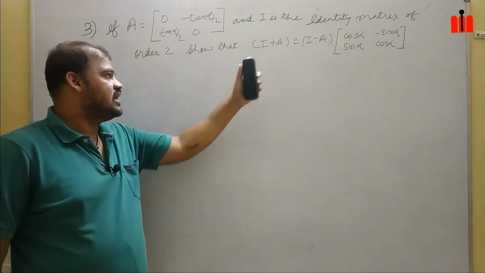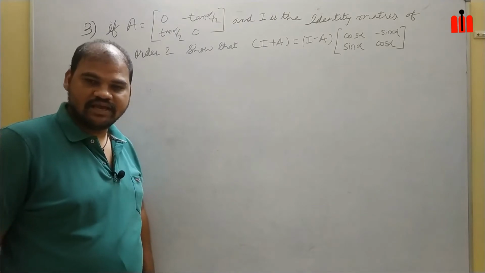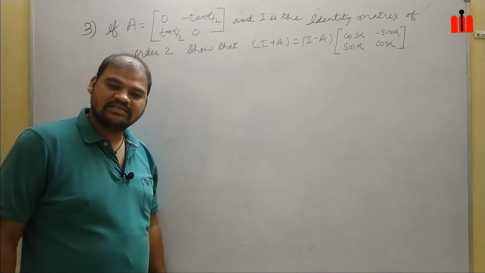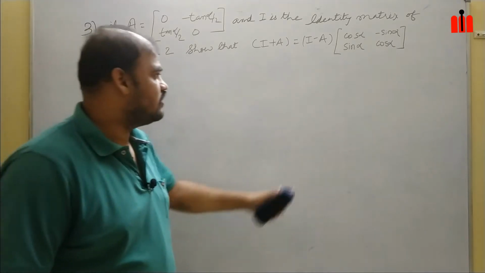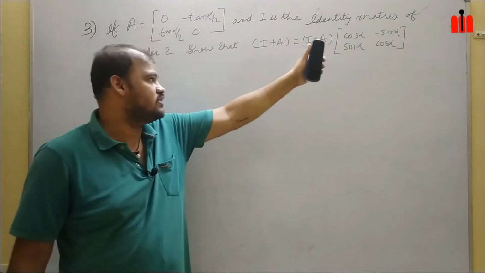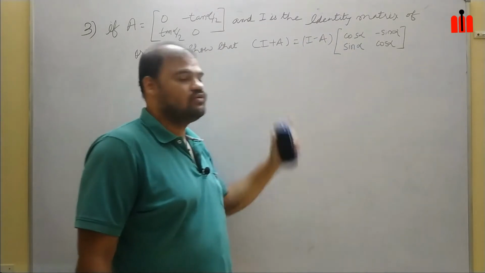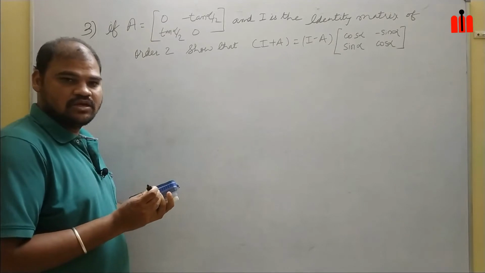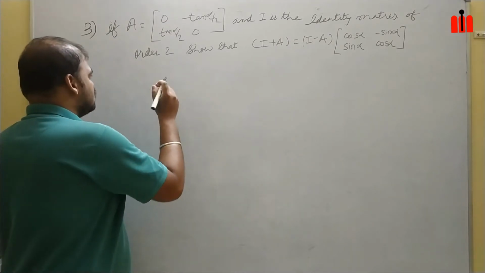So we have to show that I plus A equal to I minus A times the matrix cos alpha, minus sin alpha, sin alpha, cos alpha. Product of these two equal to I plus A. This is what we have to show. Okay, let's move on to the solution.